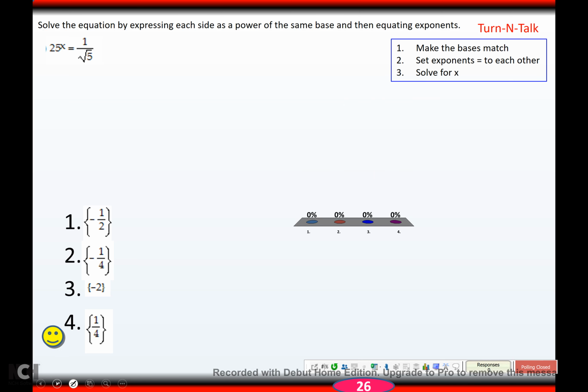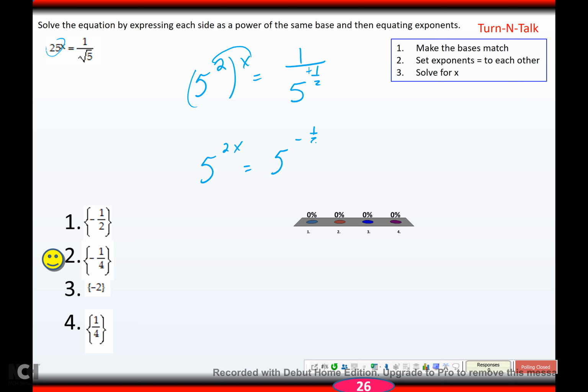And hopefully you got negative 1/4. Break 25 down by 5s, is 5 squared. Get 5 out of the radical, is 5 to the 1/2. Power the power, move the bottom. I have 5 to the 2x equals 5 to the negative 1/2. Set the exponents equal to each other. Divide by 2, divide by 2. X equals, keep the top, change to times, flip the bottom, negative 1/4.